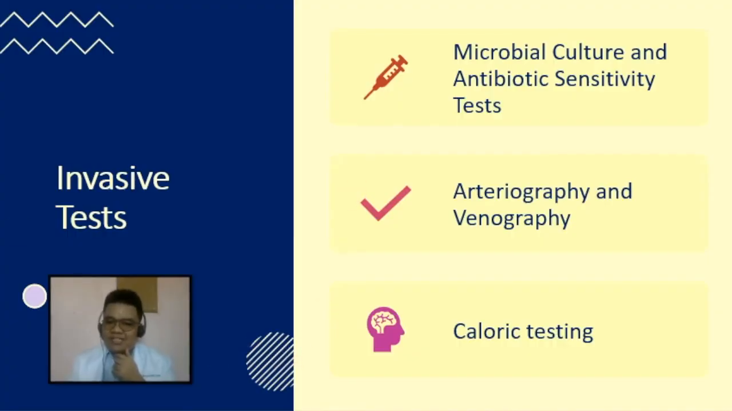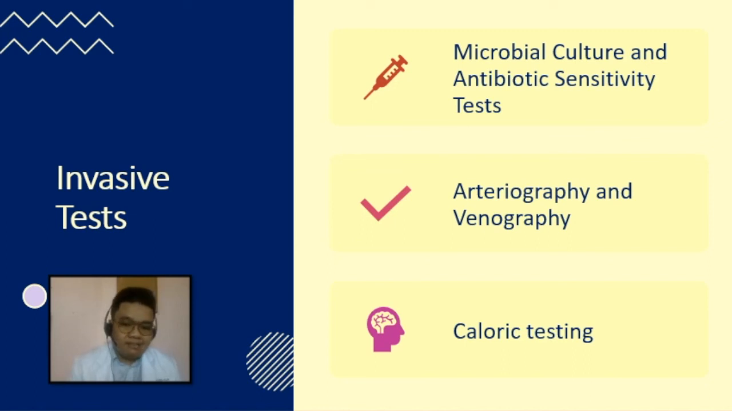And then for the invasive tests, we have your culture and sensitivity, especially, class, if we're dealing with chronic otitis. So we need to have cultures, class, to identify the organisms and then sensitivity to identify the proper antibiotic. Then you have your arteriography and your venography, arterial, of course, for the arteries, venography, class, for the veins. So basically the purpose is to check for the vascular abnormalities, especially those going to your temporal bone.